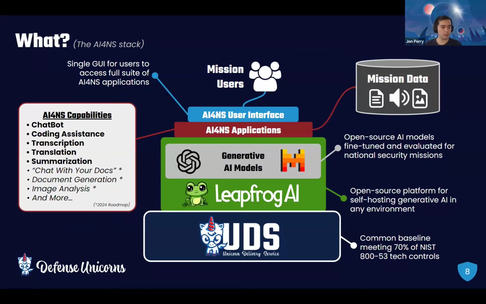All right. So we're going to start off with a quick top-level overview of everything that's here. In the next slides coming up, we'll go into a little more detail on the individual parts. So we're going to start off at the bottom. First comes UDS, which is our common baseline, maintained by Defense Unicorns. This lets you keep a common baseline that meets controls and requirements depending on your deployment environment, making it a little easier to get there.